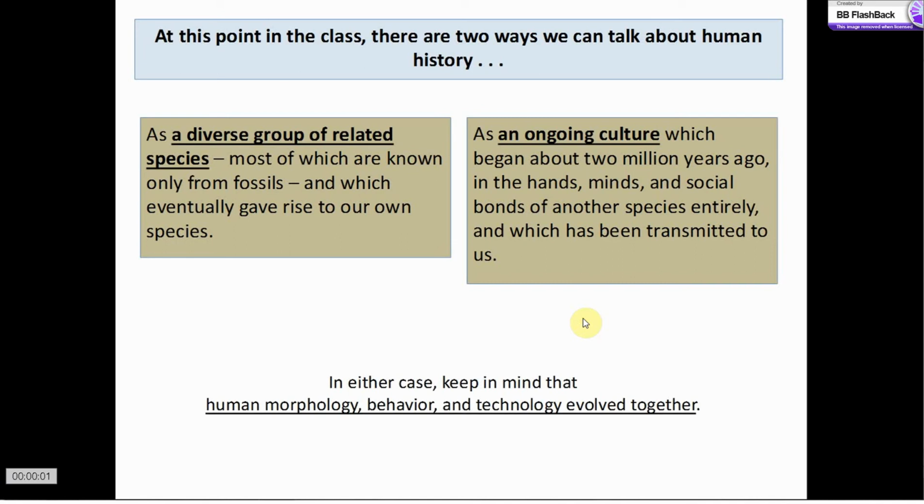But either way, I want you to keep in mind that morphology, that is our bodies, our anatomy, our behavior, and our technologies evolved together, right? It's hard to tell the organism from the environment. All these things play against one another. All these things constitute the setting against which the other characters were intensified.